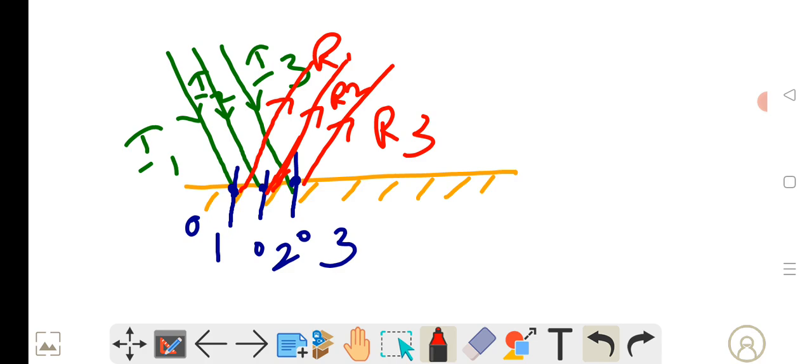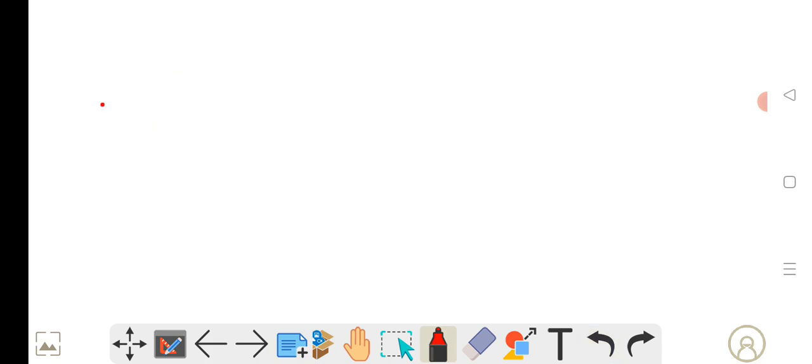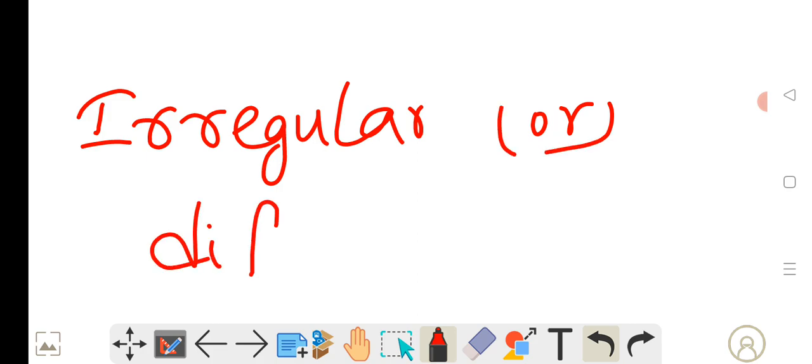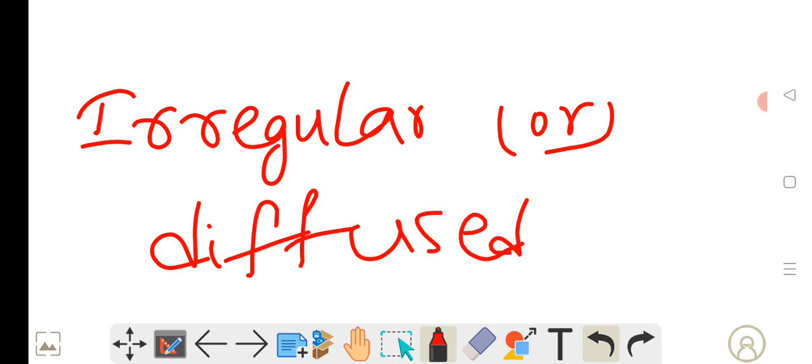Next we'll go for irregular reflection, or diffused reflection. Irregular means the surface is not smooth. Then if the surface is not smooth, what will we take? Any rough surface.